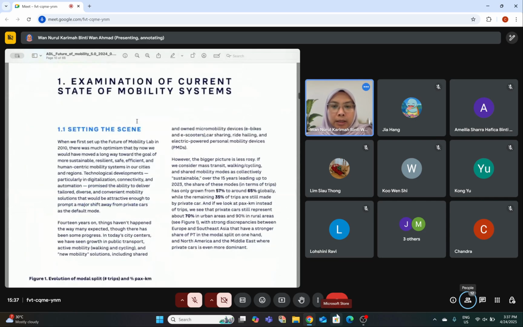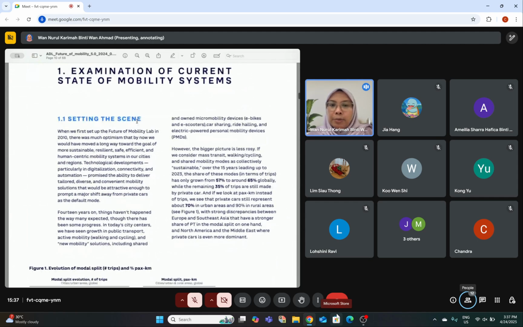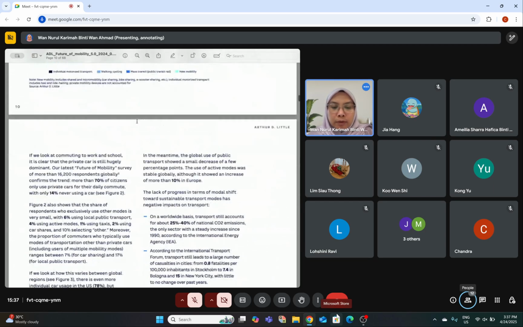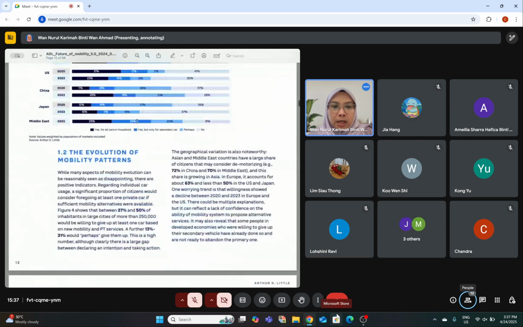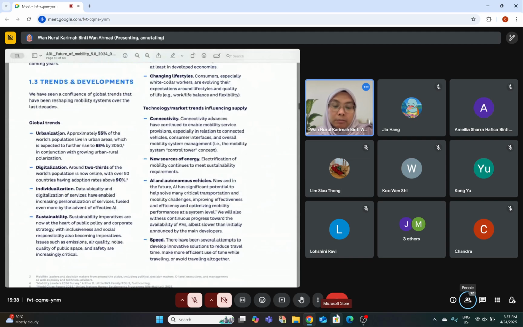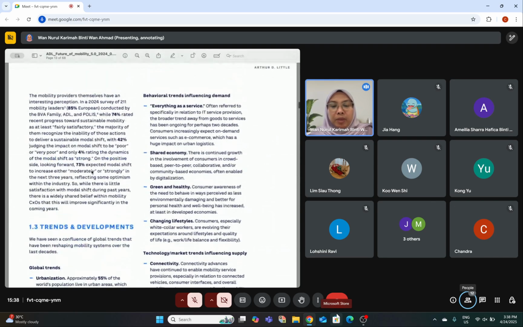Okay, this is basically already very good for STEEPV or for site study. The evolutions of mobility patterns, trends and development. So these are basically the things that you have to look out for when you do the STEEPV analysis, these are the trends in terms of whatever topic that you are studying. Maybe urbanization is important related to the topic, and digitalization, individualization, accessibility, behavioral trends related to the social factor, values, for example, shared economy, green and healthy, changing lifestyle.